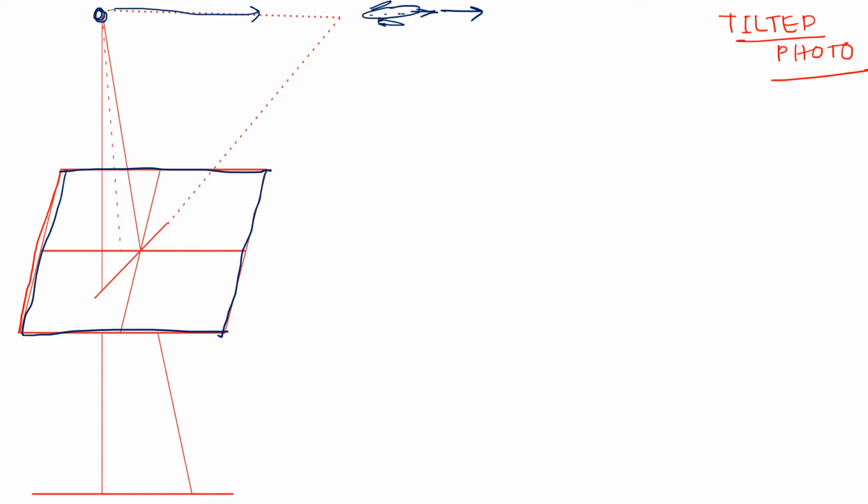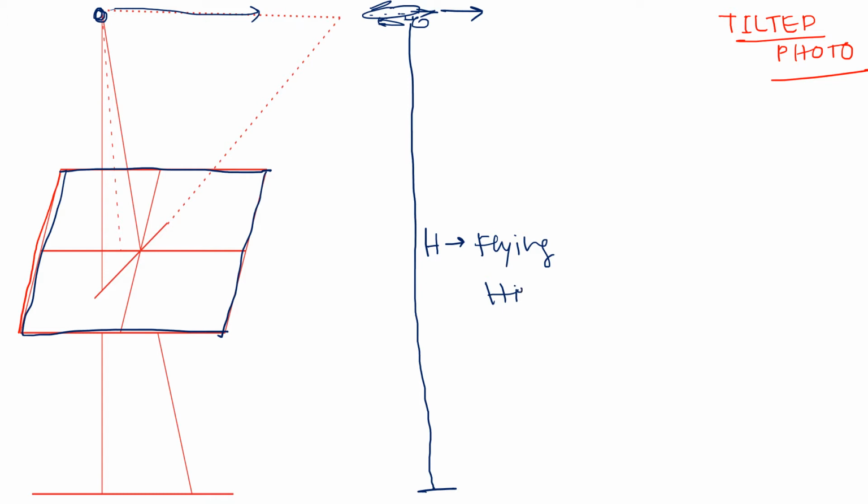Then there is one more concept. Imagine this is my aircraft and here is my camera, denoted as point O. Then this entire height with respect to the mean sea level, MSL, is denoted as capital H, which is called the flying height.